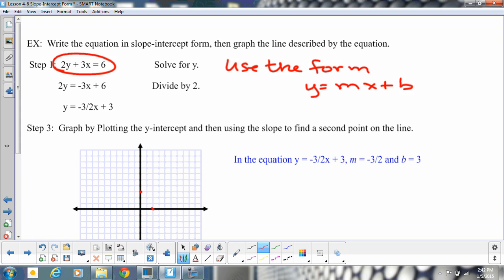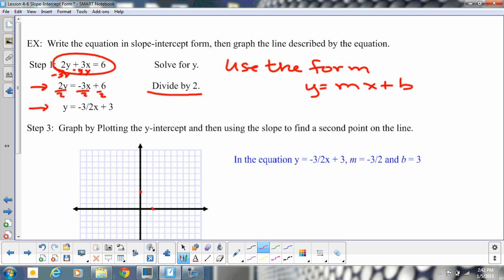First of all, we're going to subtract 3x from each side. That gives us 2y equals -3x plus 6. And then we're going to divide by 2. So after we divide each term by 2, we get y equals -3/2 x plus 3.